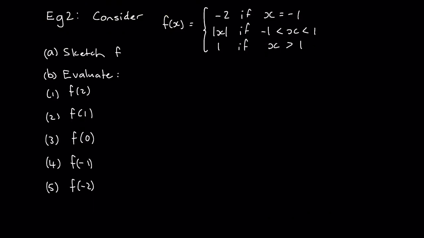Example 2, consider f of x is equal to -2 if x is equal to -1, and f of x is equal to absolute x if x is between -1 and 1, and f of x equals 1 if x is greater than 1. So question A is asking you to sketch the function. Once we get to question B, they're asking you to evaluate all of these expressions like we did in example 1, but obviously according to your sketch. So it's important that your sketch is accurate.